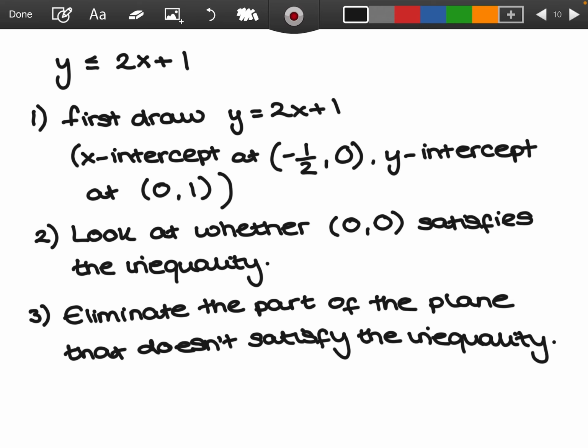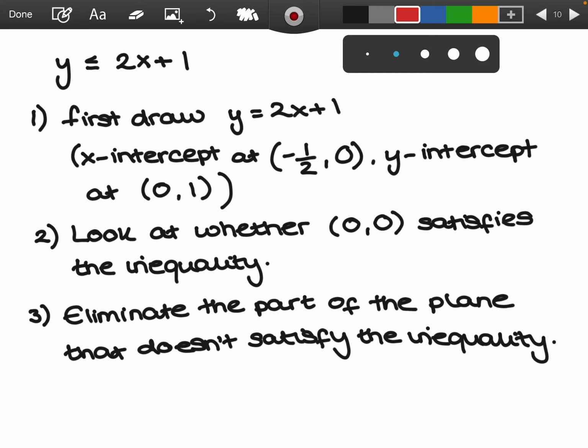That gives us the line. This inequality will include that line because if we look here, we have less than or equal to. So the equal to part is included in this inequality, so it is actually going to include that line.